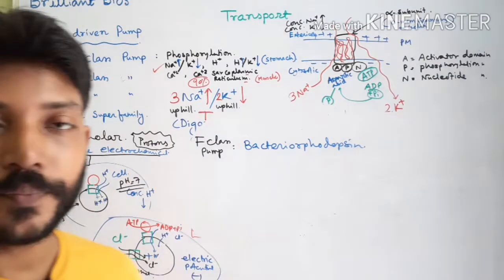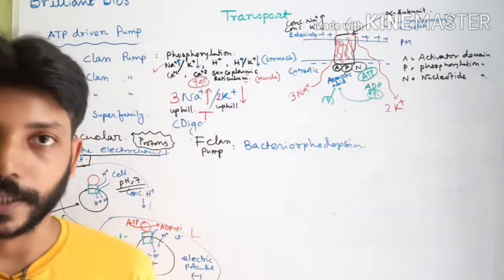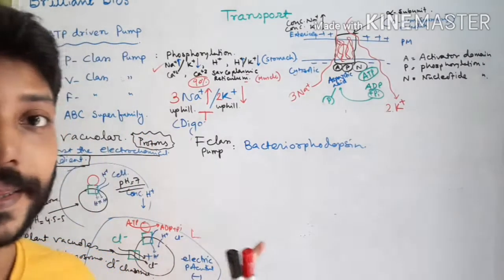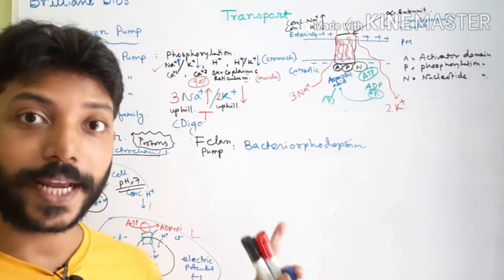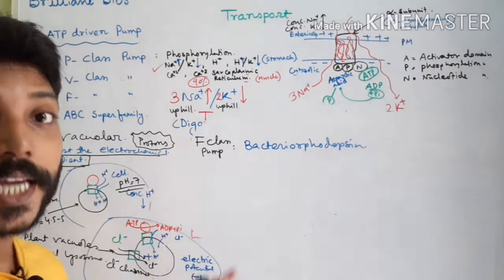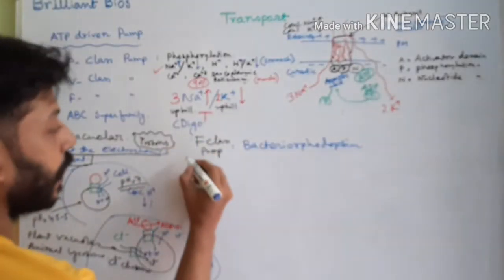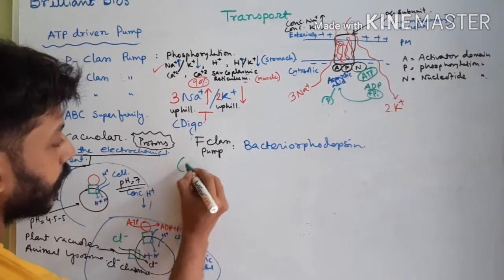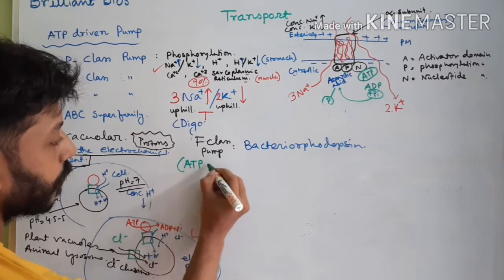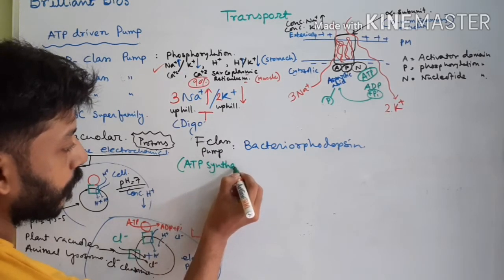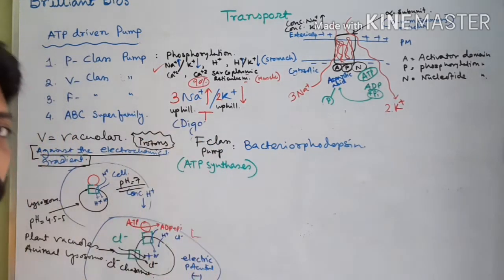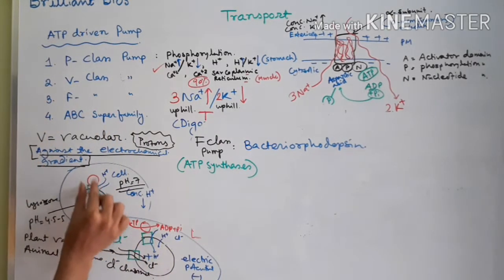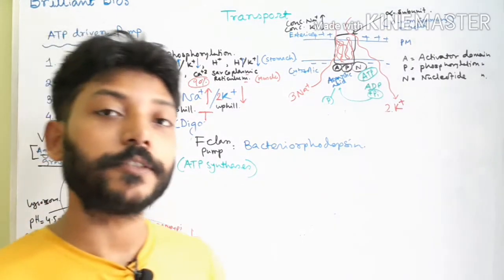this bacteriorhodopsin is actually a transmembrane transport protein. It acts as a pump. This is light driven, not ATP driven, it is light driven ATP synthesis. So F class pumps, you have to remember this, F class pumps are ATP synthesis. This F-class pump looks very similar to the V-class pump, but performs different functions.